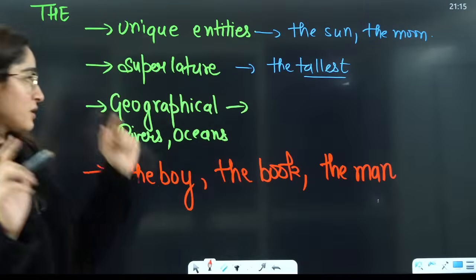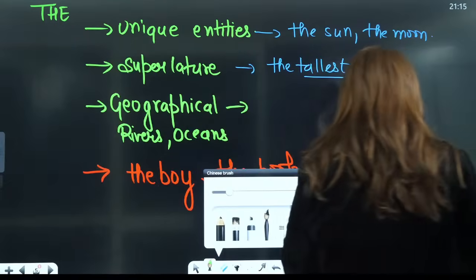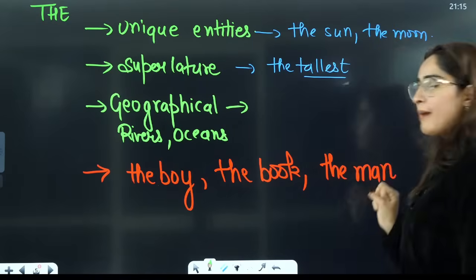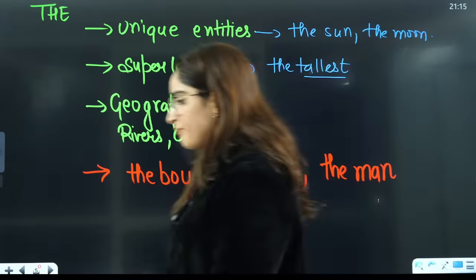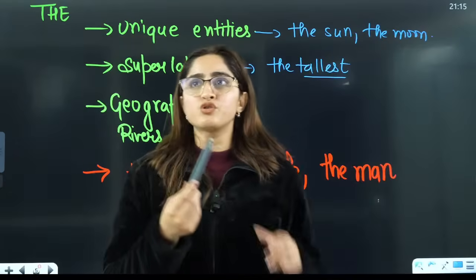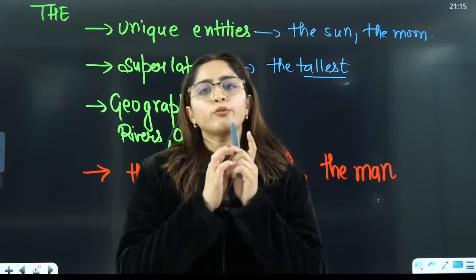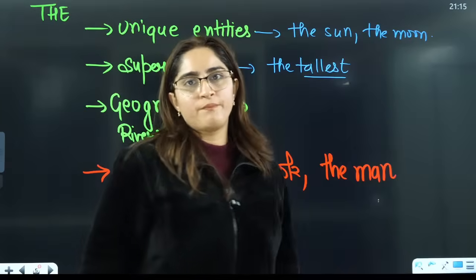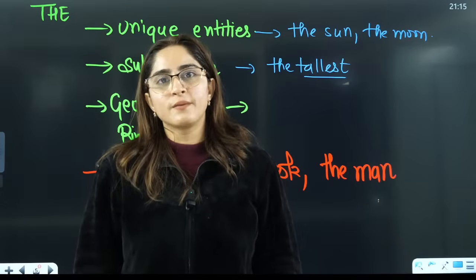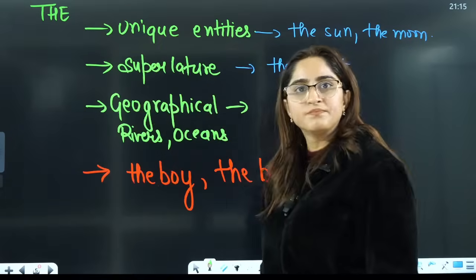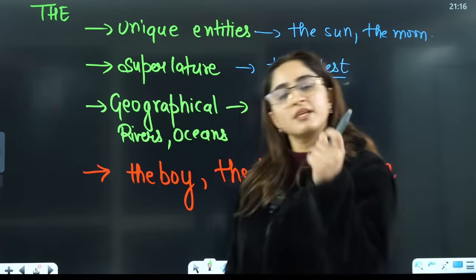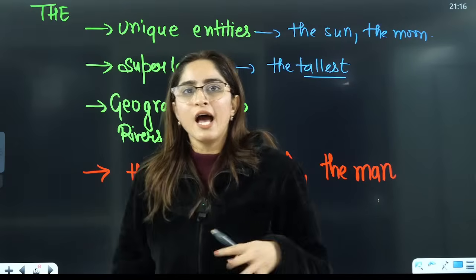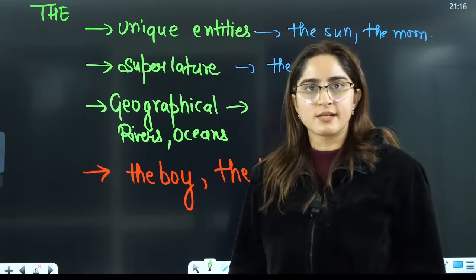The reason we use it is because if I say the boy, the book, the man, here if I say this is a pen, I want to say there are so many pens and I am talking about this pen. This is a pen. This is a girl. This is a TV. I am saying there are so many things, I am not specifying. I am just saying one of a kind it is.